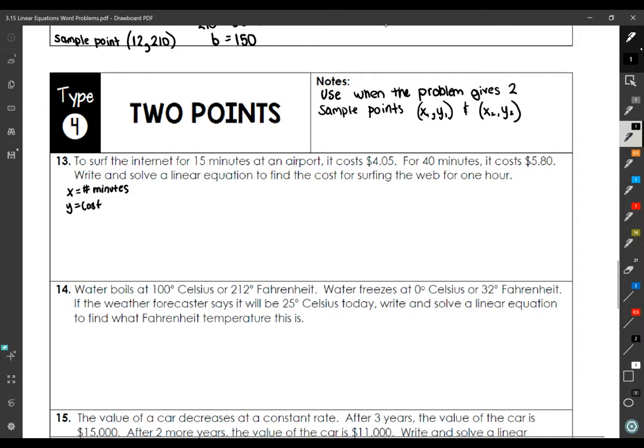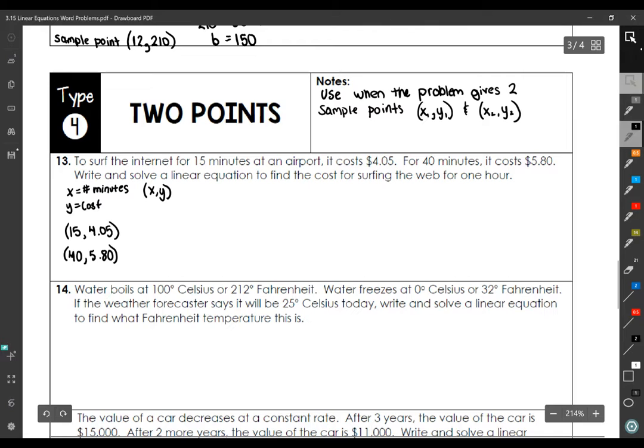Okay. And this is important that we define this because when we write our sample points, they need to be written in the correct order, x, y. Okay. So we have 2 sample points. Our first one is we have 15 minutes cost $4.05. So that's point 1. And we have the second sample point where we have 40 minutes cost $5.80. Okay, so those are our 2 sample points. And we have to come up with an equation and then eventually use that equation to solve.